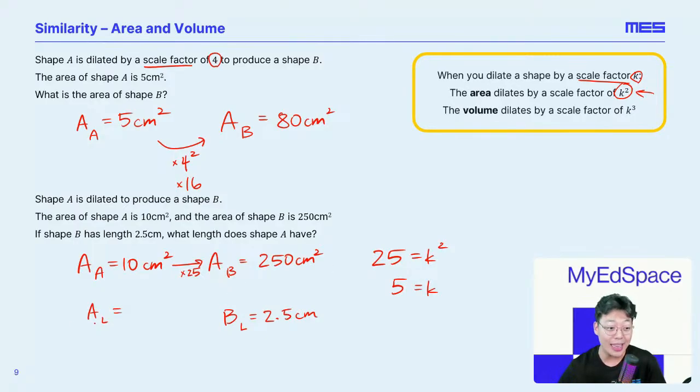Exactly. Length of shape A is going to be smaller, right? We just multiplied the area of shape A by 25 to get to the area of shape B. So if we're going backwards, what operation will we be using? Multiplication, addition, subtraction, division, square roots, factorials? What are we going to be using here to get from 2.5 to the length of shape A? What would we use?